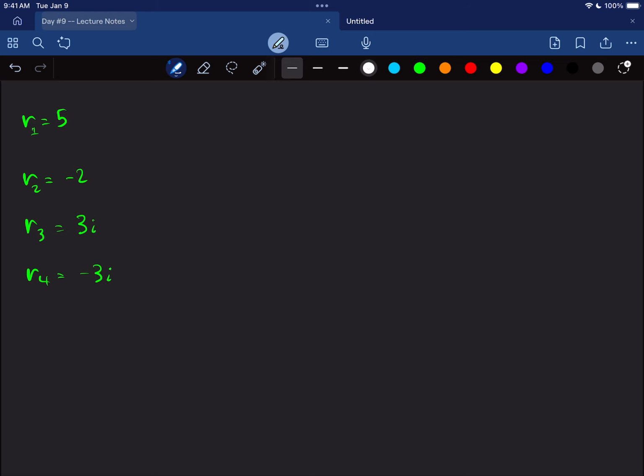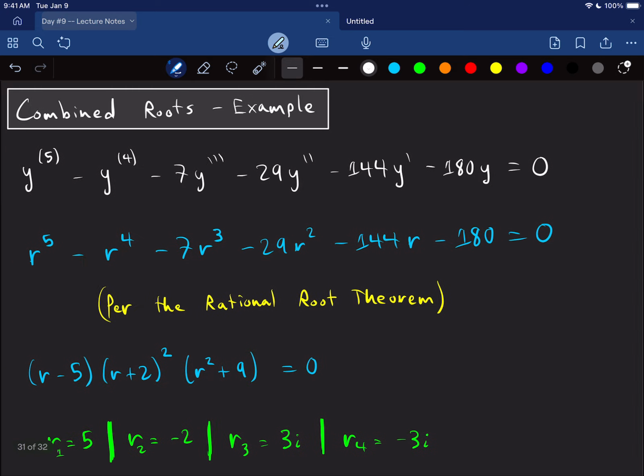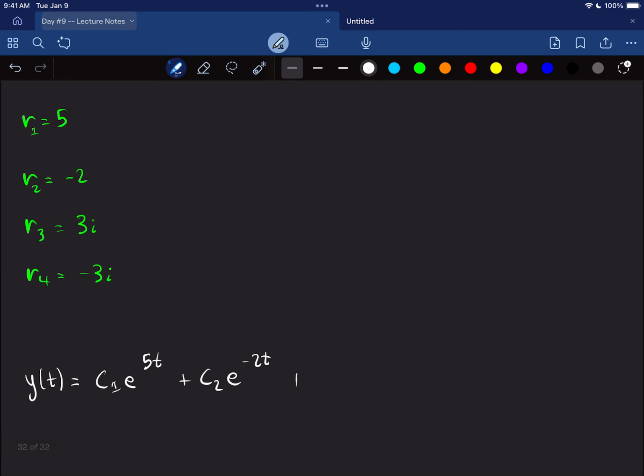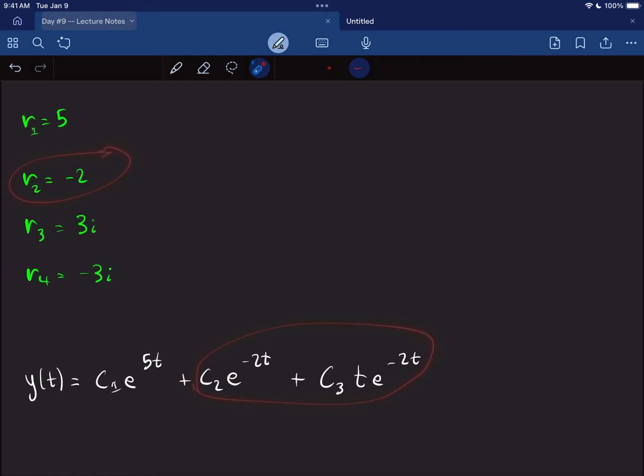Great. So we have all those. This is actually just super simple. y of t equals c1 e to the 5t plus c2 e to the -2t. But don't forget that -2 was a repeated root. So I have to repeat that root with a c3 t e to the -2t. So this chunk right here corresponds to that.